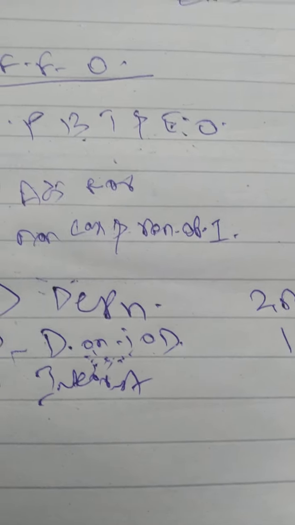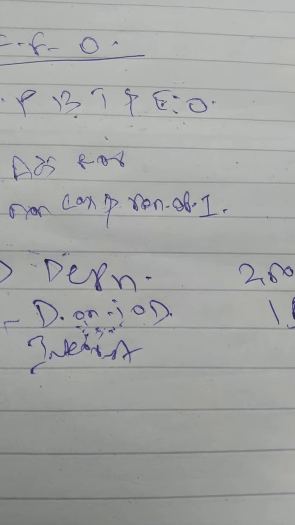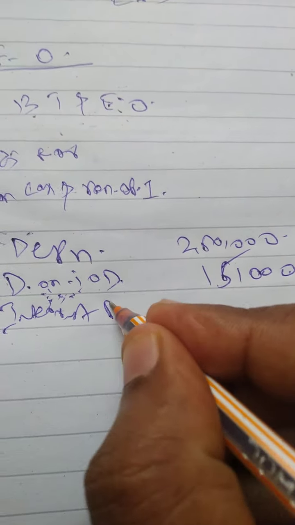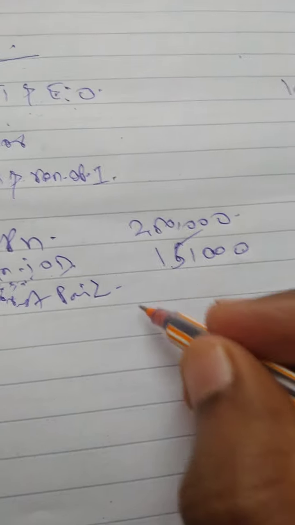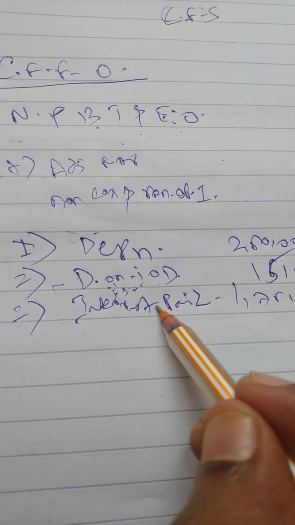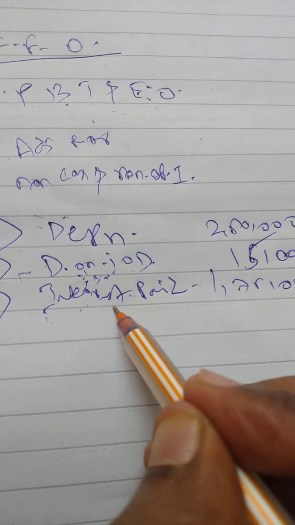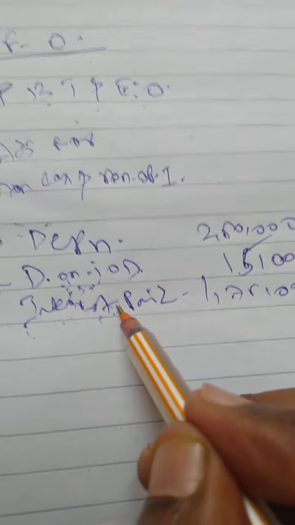If the question has only one item, interest paid, then assume that it is debited to the P&L account. Here in this question, they have only one item, interest paid only. What is the amount? 1,75,000. Why am I adding this? Why am I adding interest paid? Because this is an expense, but not an operating expense. It's a non-operating expense.